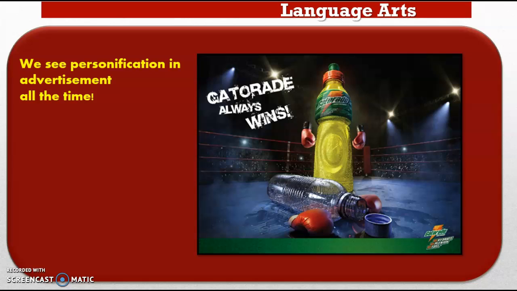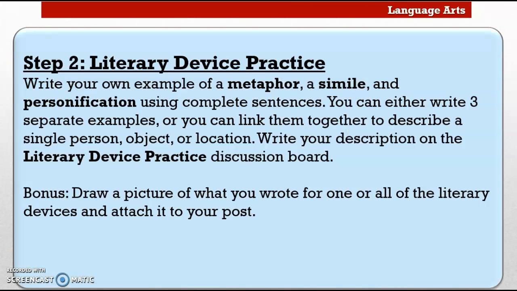So pretty straightforward, I think, literary devices. For day 2, what I want you to do is write your own example of a metaphor, a simile, and personification using complete sentences. You can either write 3 separate examples, or you can link them together to describe a single person, object, or location. Ooh, location might be good for your setting. Write your description on the literary device practice discussion board. And if you have extra time and you like to draw, you could draw a picture of one of the literary devices and attach it to your post.